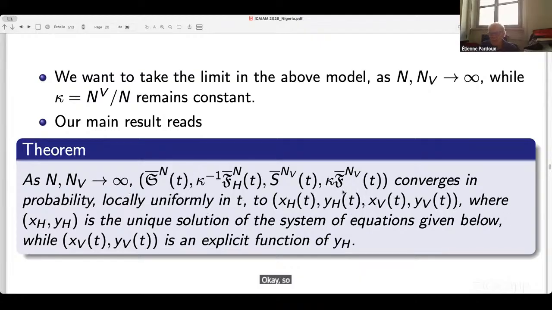Okay, so this quadruple converges in probability, locally uniformly in t, to these four deterministic functions, x_h(t), y_h(t), x_v(t), y_v(t), where (x_h, y_h) is the unique solution of the system of equations which I will give on the next slide, while (x_v, y_v) is an explicit function of y_h. So you have four functions. Those two solve a little complicated equation, and these are given as explicit functions of y_h. Now, let me show you the formulas.